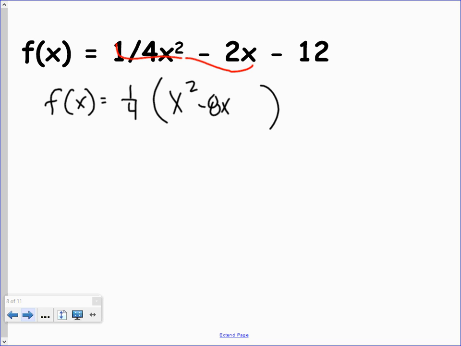Thank you. If you're dividing by a fraction, you're multiplying by a reciprocal. So we'd really just be multiplying negative 2x by 4. Get negative 8x. And I still have that minus 12. I don't factor out that leading coefficient from 12. That 12 is just going to hang out in the back. That's fine.